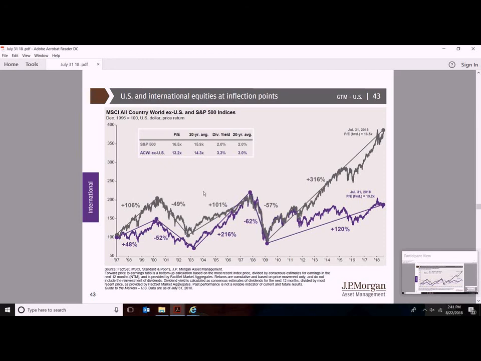line is the ACWI ex-USA. So it's the all-country world index minus the United States. In general, you'll see that the ACWI ex-USA lags the United States, which is no surprise. So when the U.S. is trending in an upward fashion, the rest of the world kind of follows suit.